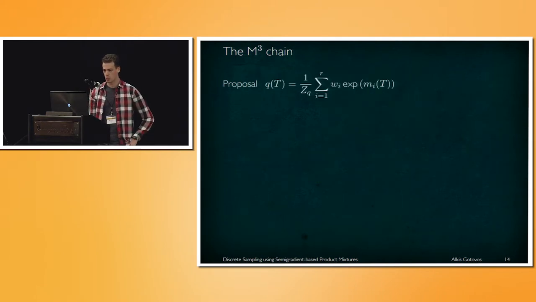Let me talk a little bit more about this proposal. So first, because we have chosen these terms in the mixture to be exactly this independent variable distribution, it means that we can sample from this, so this Z_Q here is tractable, and we can sample from this proposal in just O of n time. So this is very straightforward.